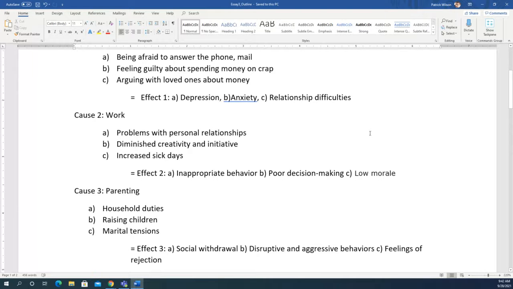Problems with personal relationships. So that could, again, stem back to problems at home with your significant other, with your kids, with other family members, with coworkers, with your boss. Diminished creativity and initiative. Well, if you have financial stressors, going to work is only going to make that probably a little bit more challenging, because if you don't like your job or you don't feel like you're getting treated properly or getting the right pay for your job, well, you're going to just stop caring after a while.